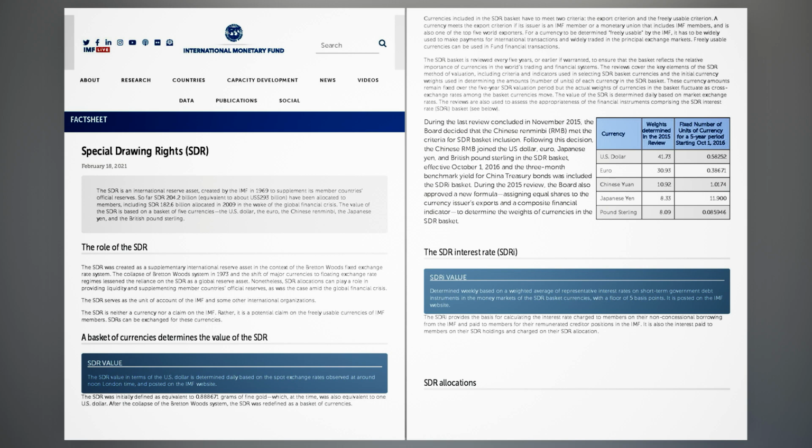The value of the SDR is based on a basket of 5 currencies: the US dollar, the euro, the Chinese renminbi, the Japanese yen, and the British pound sterling.